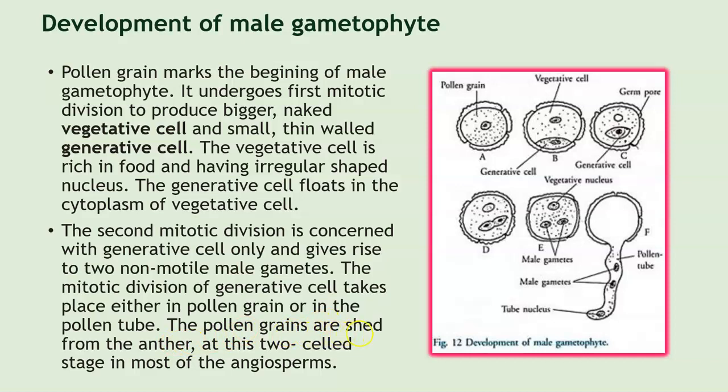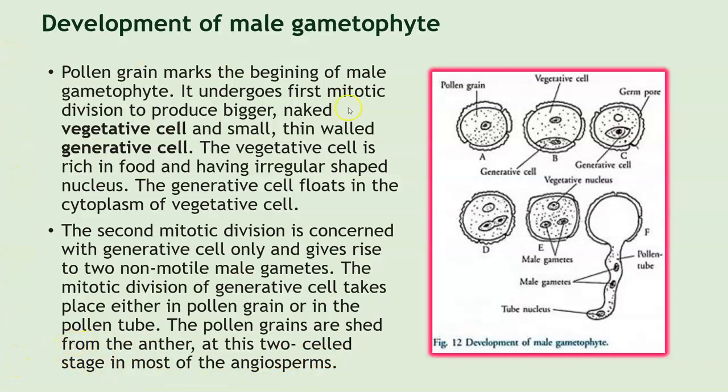You can have a look at this figure here, students. See, when the second mitotic division is happening, you will have the generative cell dividing into the two male gametes, and then these are carried along with the help of a pollen tube. Now, these pollen grains are normally shed from the anther, and when they are shed from the anther, at this time they are in this two-celled stage, and this is common in most of the angiosperms.